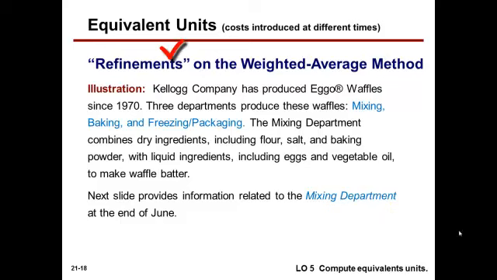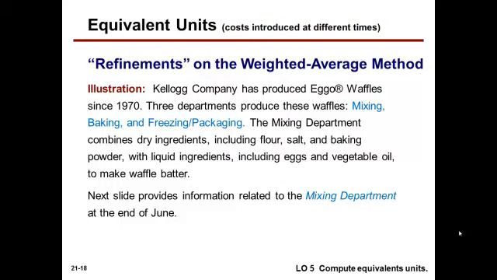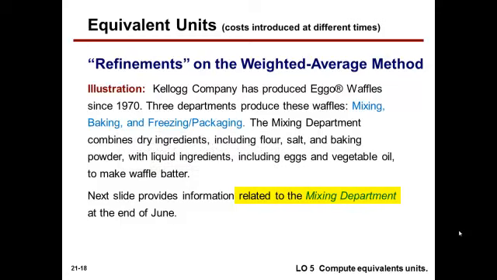Let's now talk about the refinements on the weighted average method. This is due to the fact that costs are introduced at different times. Materials first, conversion costs coming gradually. In this example here, Kellogg has produced Eggo waffles. They have 3 departments that they produce these in: a mixing department, a baking department, and a freezing packaging department. We'll focus on the mixing department here for purposes of our production costing.